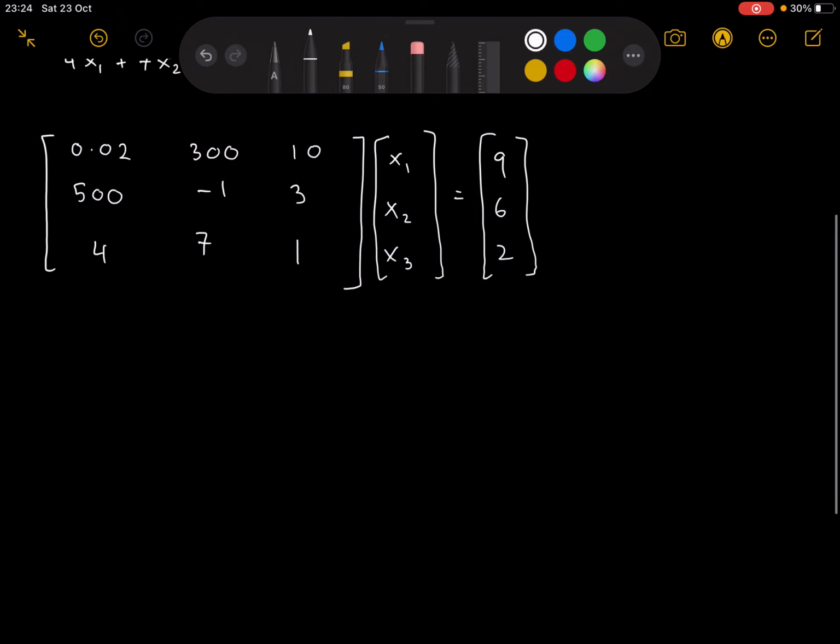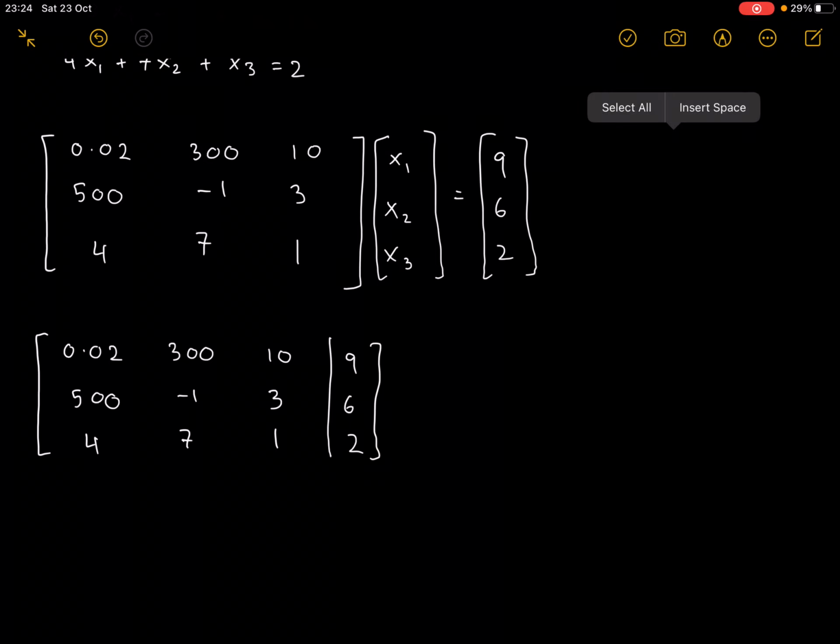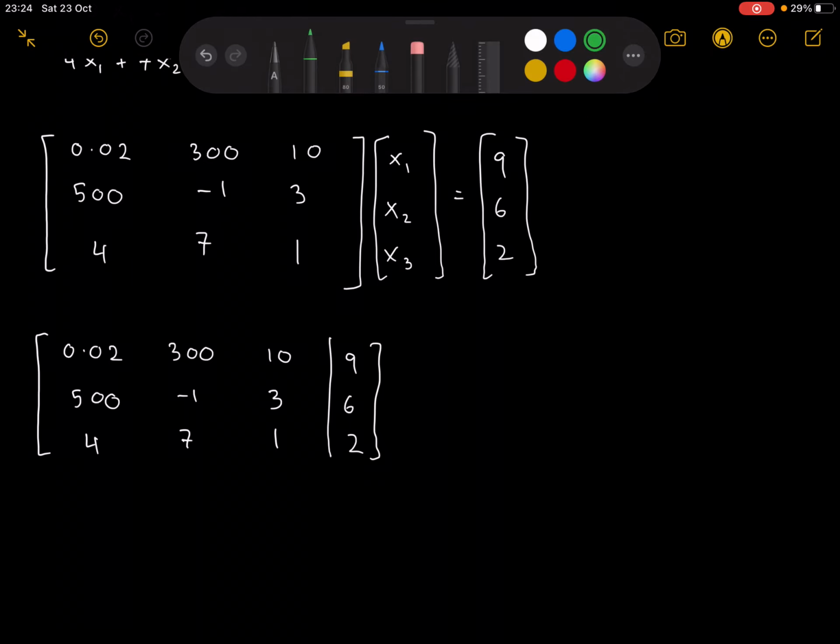Next we write it in augmented matrix form. It becomes 0.02, 300, 10, 9, then 6, 2, 500, negative 1, 3, 4, 7, 1. So this is in augmented matrix form. Next, let's look at the diagonal element first.